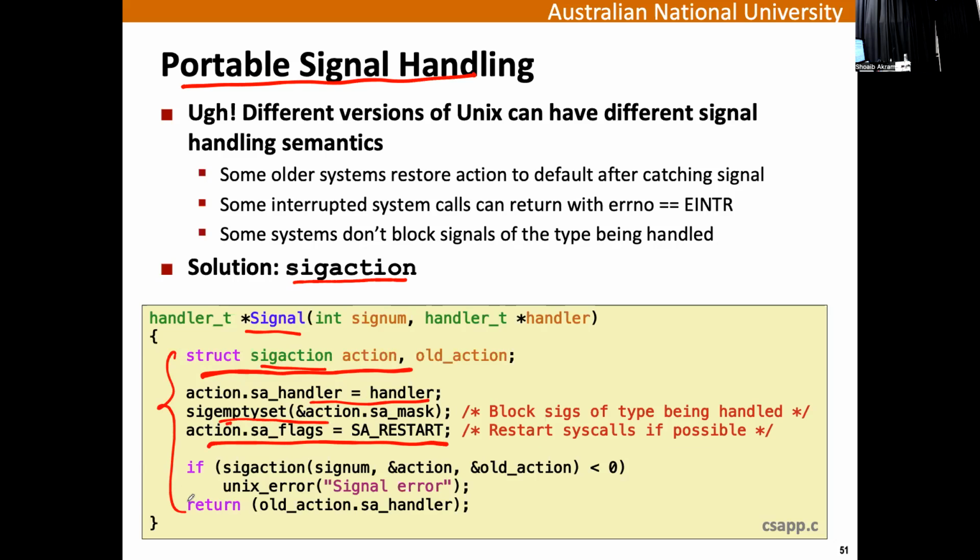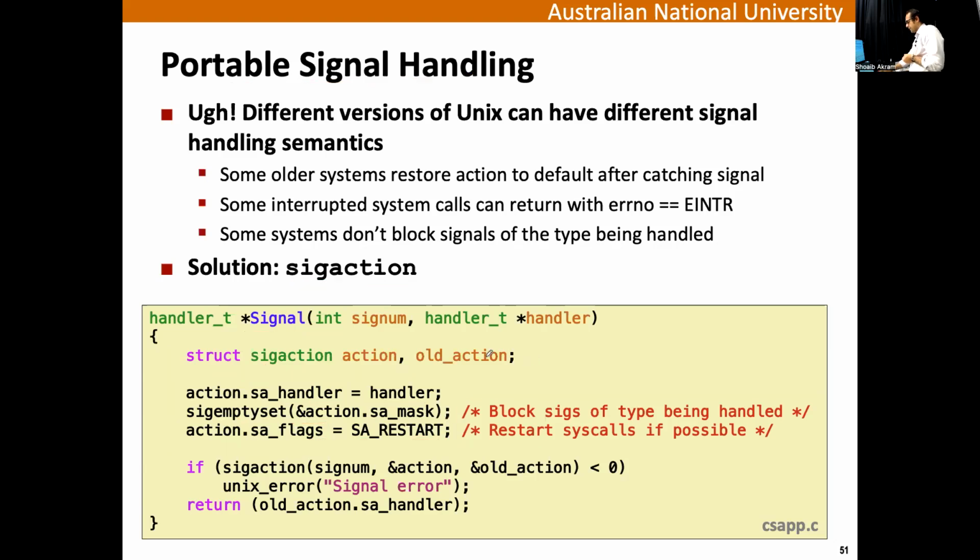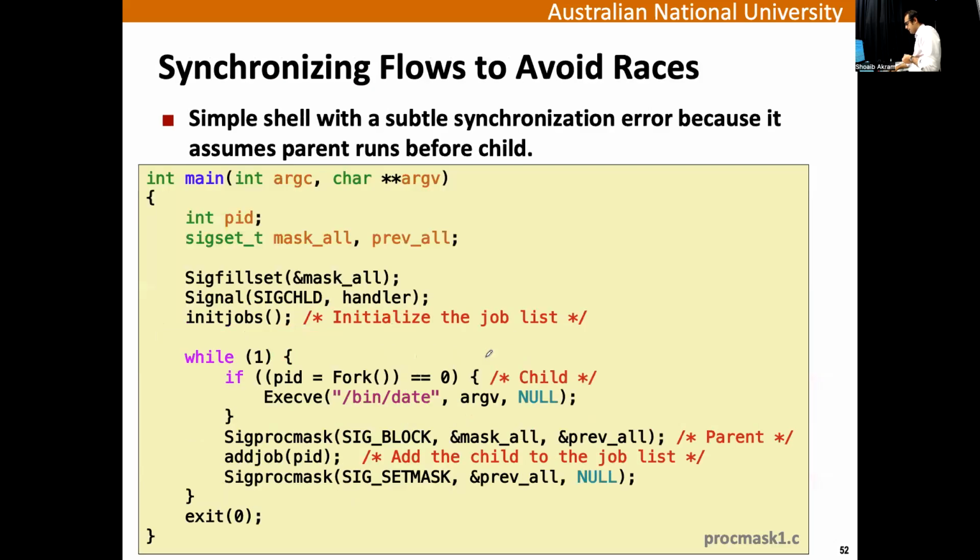We don't have to use sigaction. I just want you to know that there is something. And in csapp.h and csapp.c, they actually use sigaction. So here it's telling the kernel to restart the system call on return and a bunch of other things. Okay.